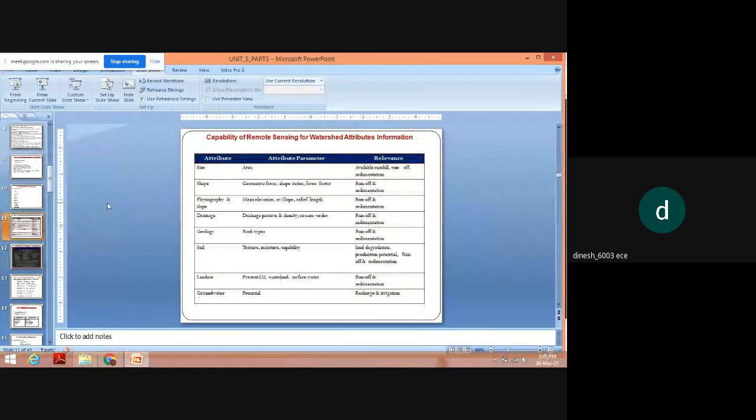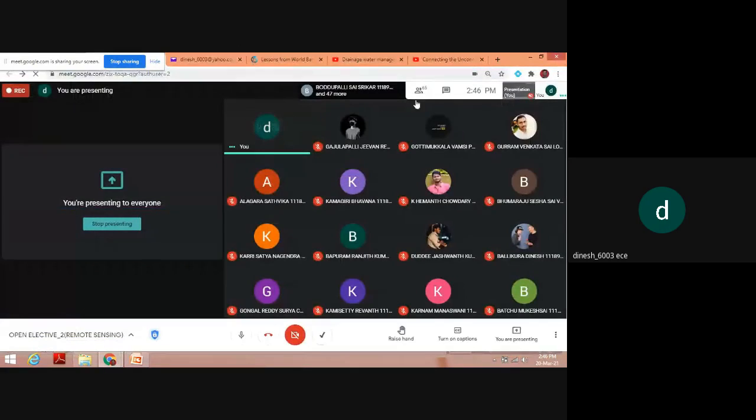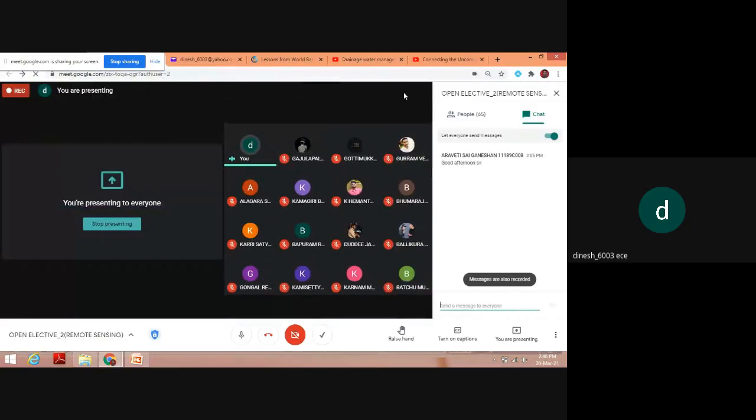So till these attributes, any doubts or any queries, you can type in the chat box.